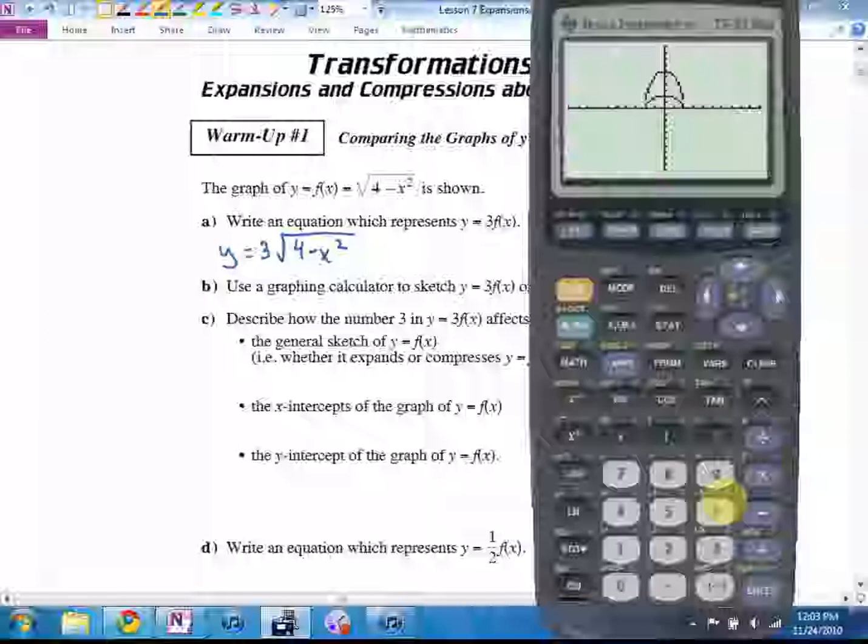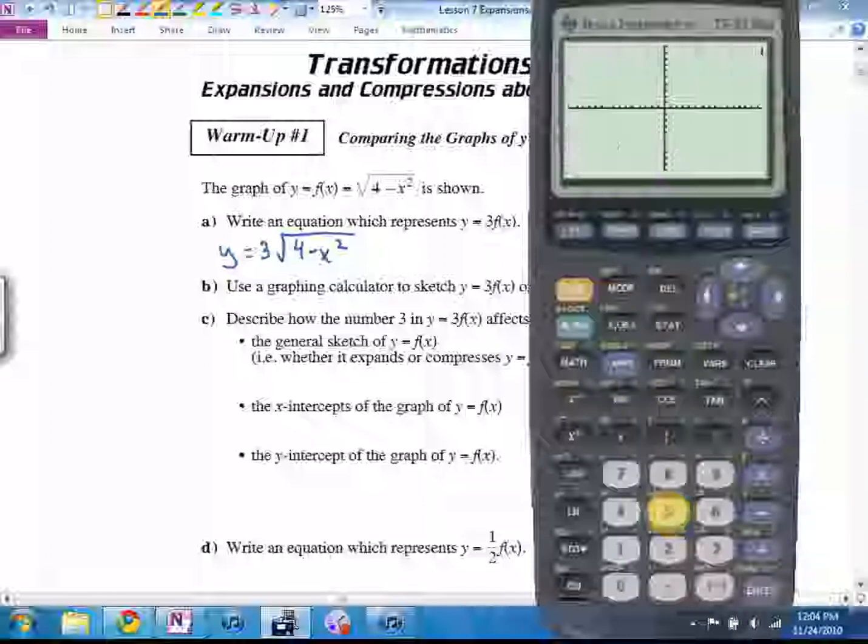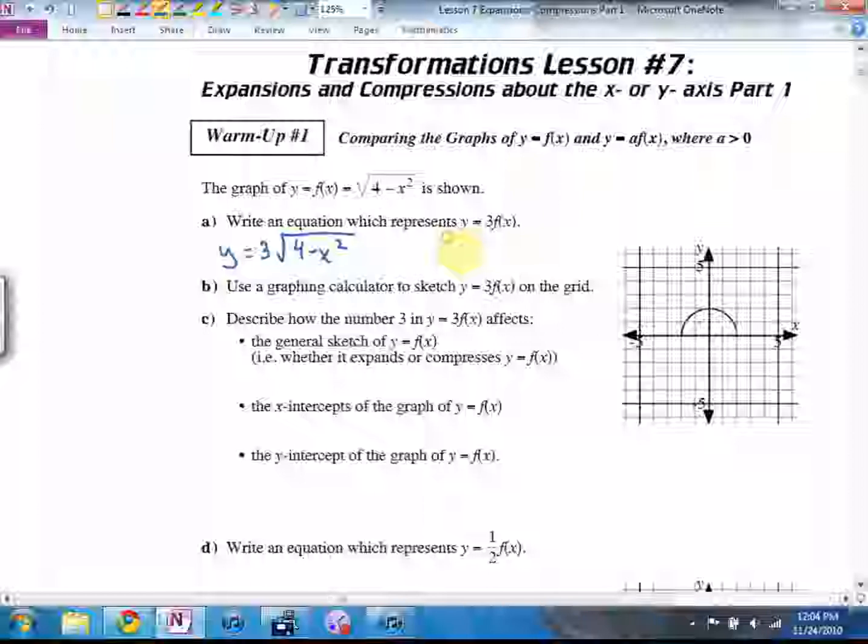Don't forget the x squared, right? I got this. I think this is the original. I got a bit of a problem here, though. This doesn't look like a semicircle, and the reason is we talked about how if I really wanted this to look like a semicircle, I would go zoom square, and that would make it look perfectly circular. But here's what I want you to notice, okay? Here's what I want you to notice.